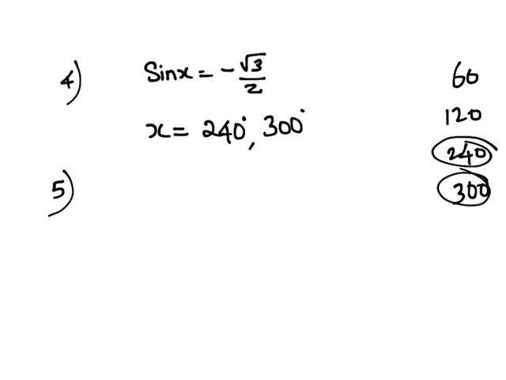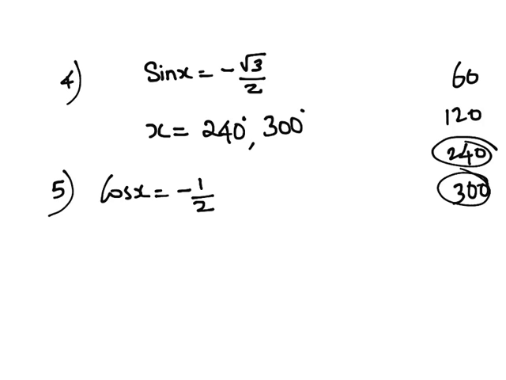Problem number 5. Let's say cos x equal to minus half. Again, we know that cos x equal to minus half means x has to be an angle in the second and third quadrant, because cosine is negative in the second and third quadrant. Let us ignore the minus sign now and consider only cos x equal to half.